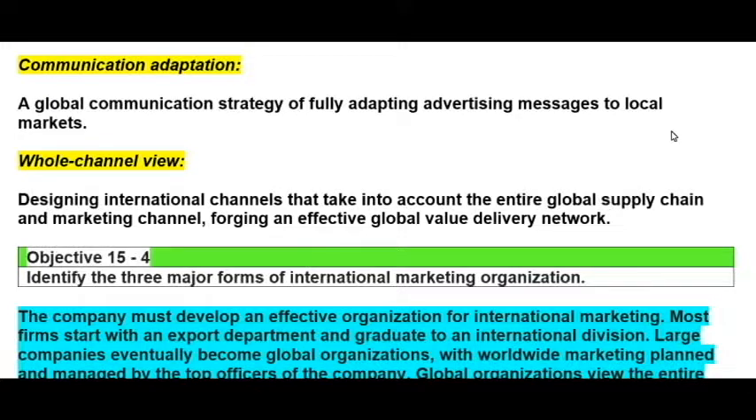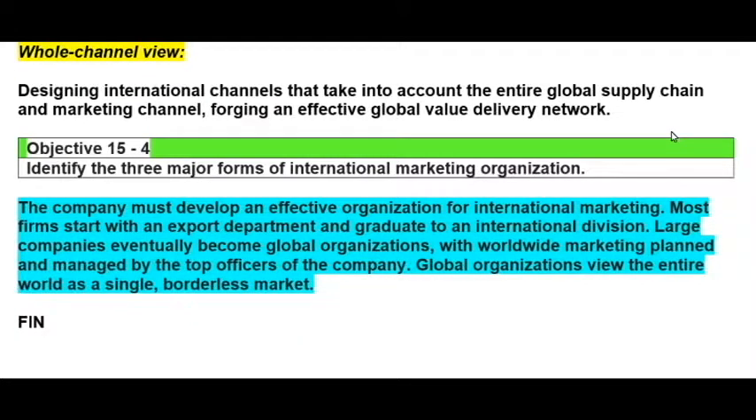Whole channel view. Designing international channels that take into account the entire global supply chain and marketing channel, forging an effective global value delivery network.